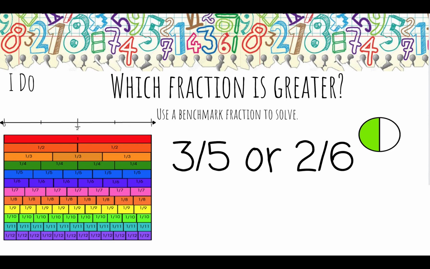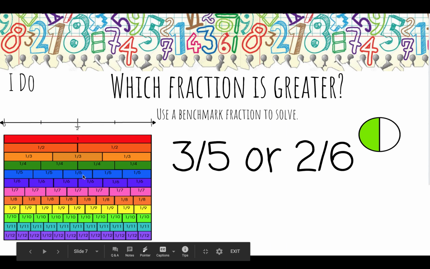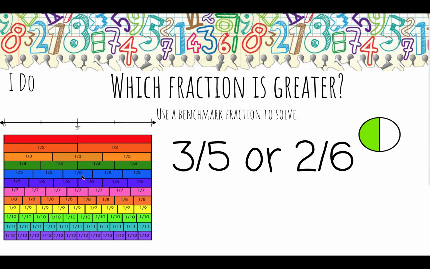Let's look at another one, 3/5 and 2/6. 3/5 would be three of these blue strips here, and that looks like it's just a little bit bigger than 1/2. And then 2/6 would be two of these dark purple strips. That looks less than my benchmark fraction 1/2. So here my greater fraction is actually 3/5.